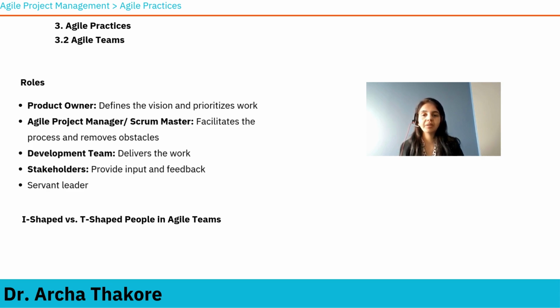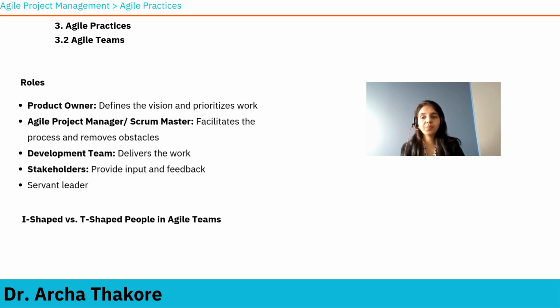Now you see a small part here, a bullet here: I shaped versus T shaped people in Agile. Now, what does that mean? I shaped people. I is straight and T is like this.